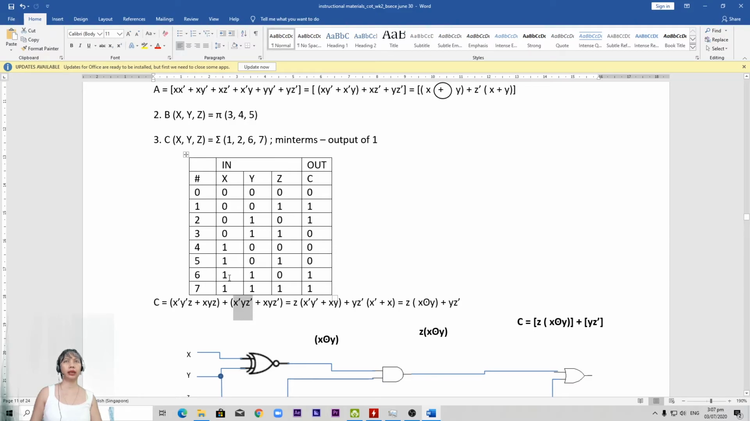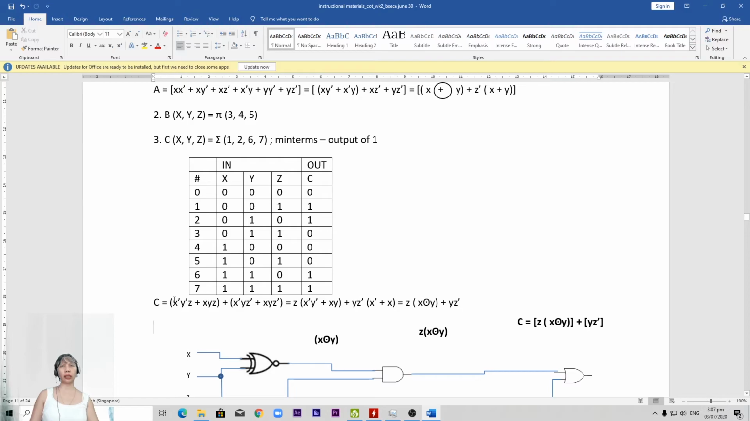Okay, and then we have 1, 1, 0: x is 1, y is 1, z is 0. So we have x, y, z prime. And lastly, for 7, we have x is 1, y is 1, z is 1. So we have x, y, z. Okay, so we have 4 terms.